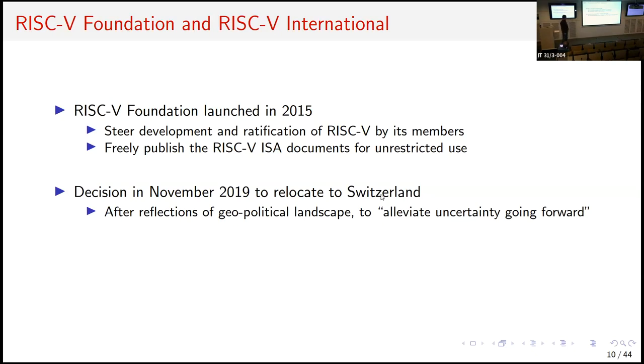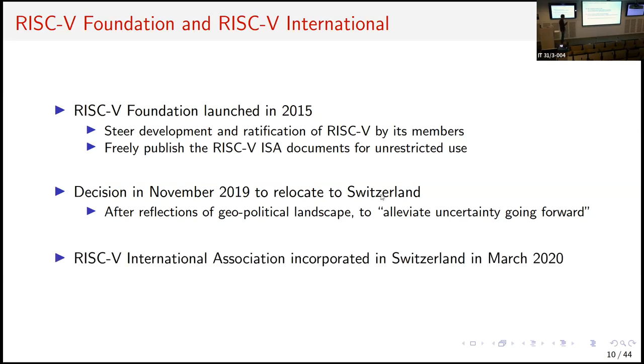In 2019, it was decided that to alleviate uncertainty about the geopolitical landscape, they would relocate from the US to Switzerland. And that's done since March 2020. So it was renamed RISC-V International Association, and since then is incorporated under Swiss law.